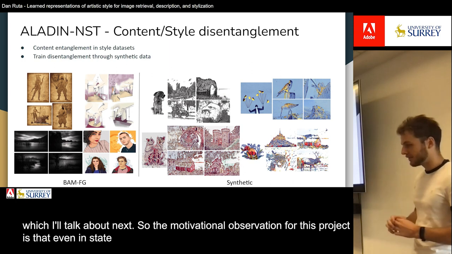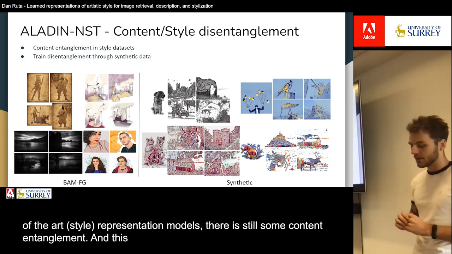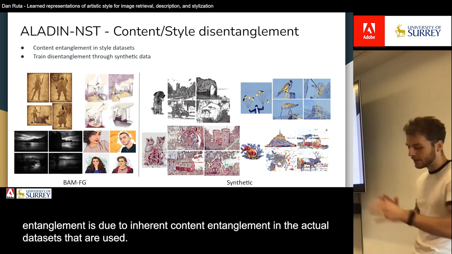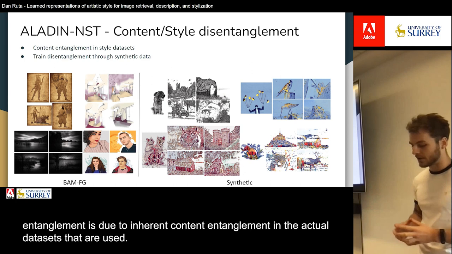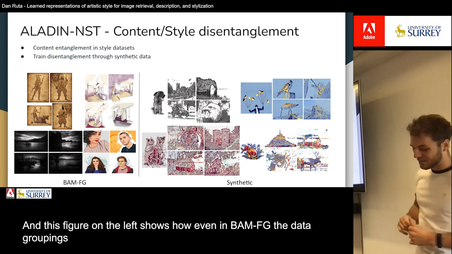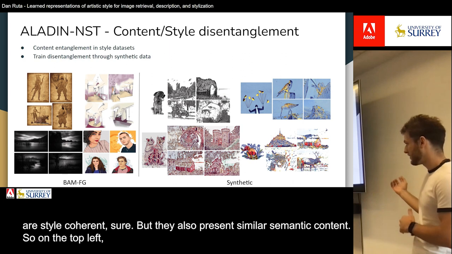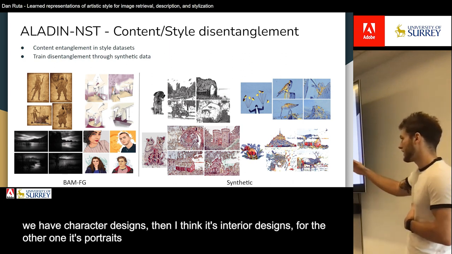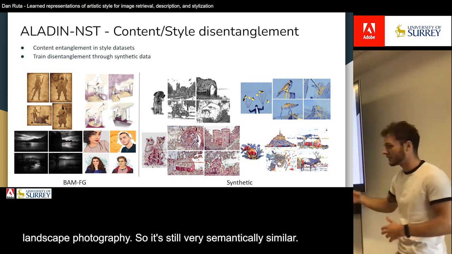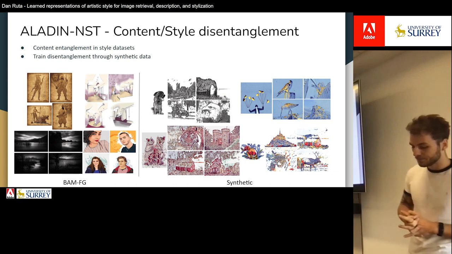So the motivational observation for this project is that even in state-of-the-art representation models, there is still some content entanglement. And this entanglement is due to inherent content entanglement in the actual datasets that are used. And this figure on the left shows how even in BAM-FG, the data groupings are style coherent, sure, but they also present similar semantic content. So on the top left, you have character designs, then I think interior designs, portraits, and photography. So it's still very semantically similar.